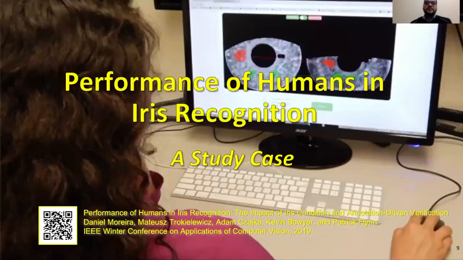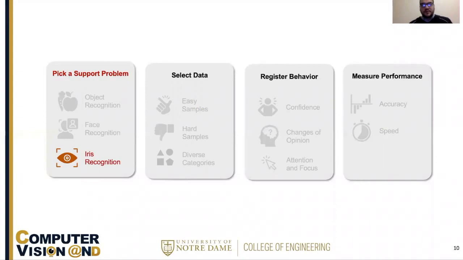And I will take this framework to report to you a previous work that I had in the past, in 2019, where we published this paper. It was at WACV 2019, where we reported the performance of humans in iris recognition as a study case. And as Dr. Czajka will explain to you after me, we got really interesting insights that helped us to improve some of our computer programs for doing some of these visual tasks. Okay, so let's start. Keeping on the framework we are proposing, first we have to pick a support problem.